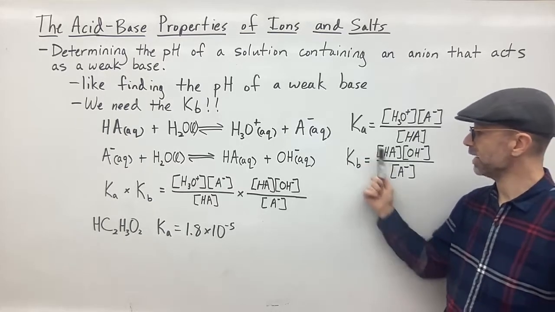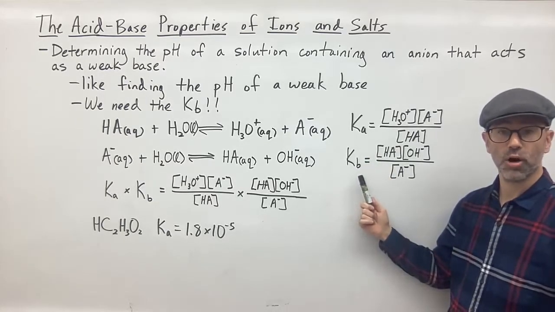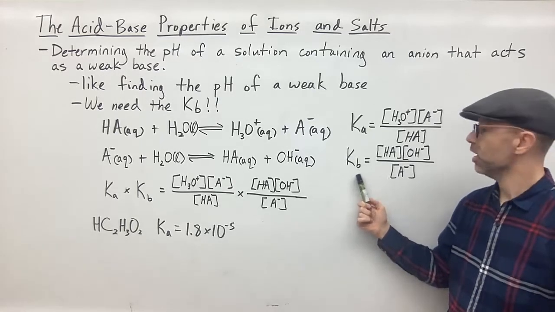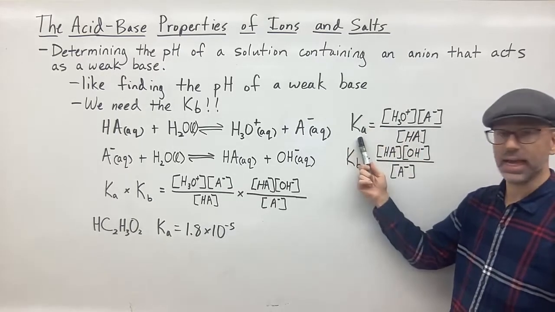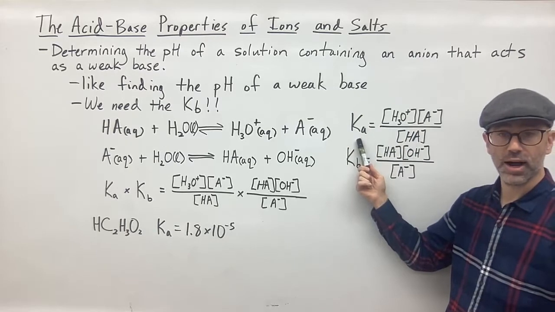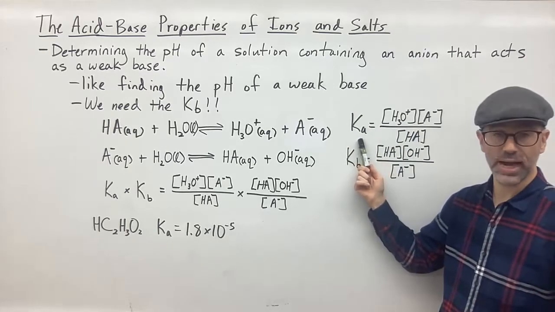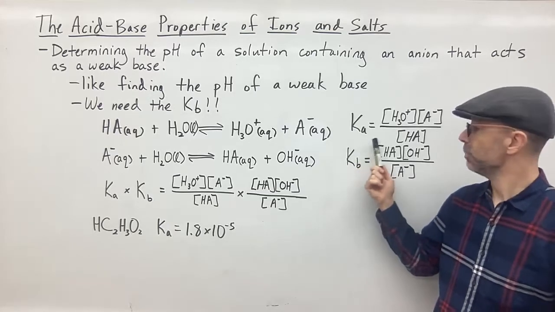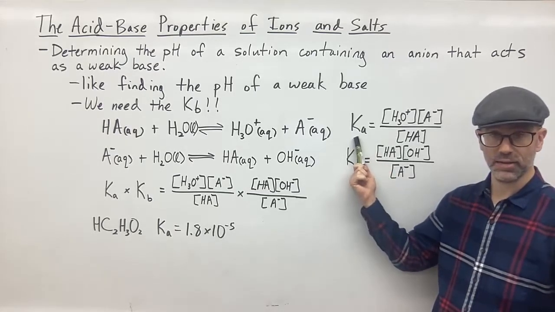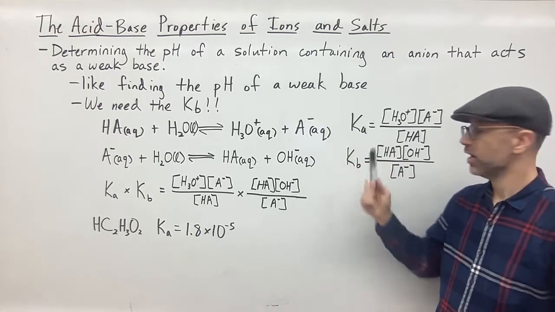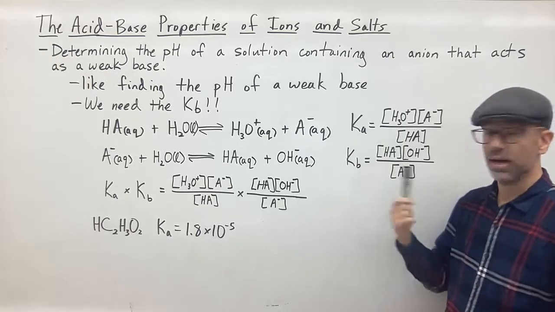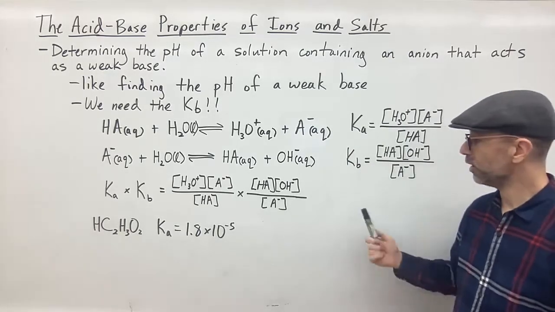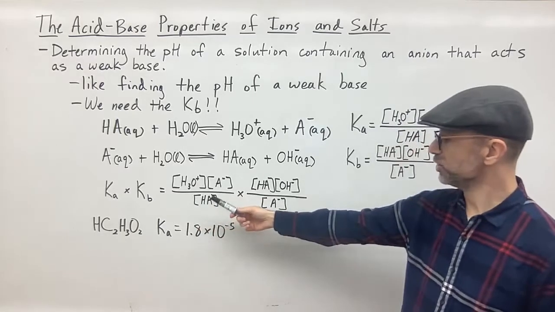But how do we find the Kb for this anion? So we're readily given the Ka value for your weak acid. You can look that up in a table, or it's given to you in the problem, but you can readily find this. If we know this, then we can find the Kb. How do we do that? Well, this expression here.